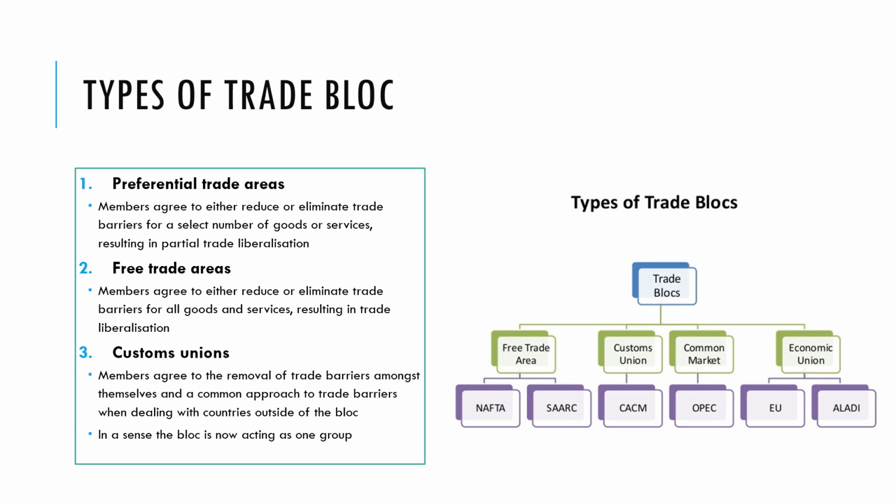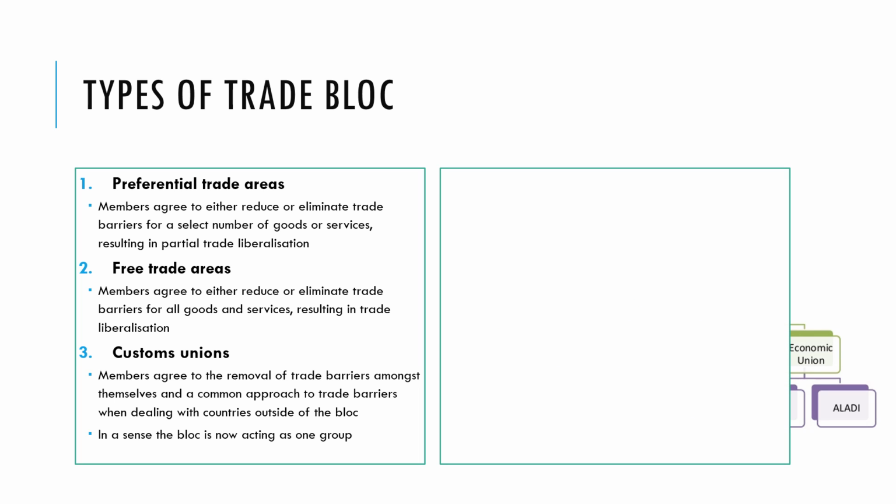Tariffs on all goods and services have been removed, but also now an external tariff has been applied for any non-members of that trade bloc. So there is no barriers between trade for members, but also they now have a common external tariff. They agree to have a tariff that applies just to non-members. Okay, 2 more after that.